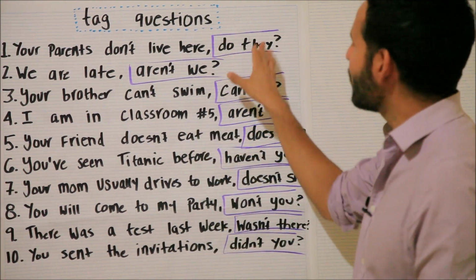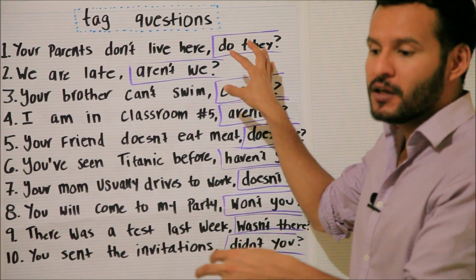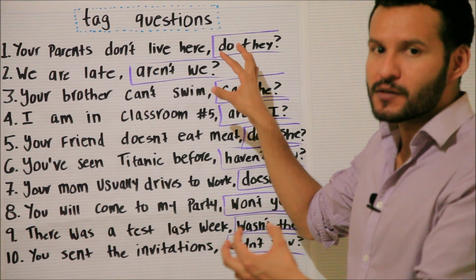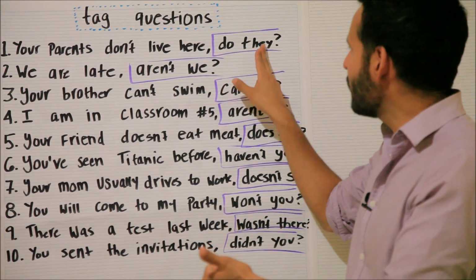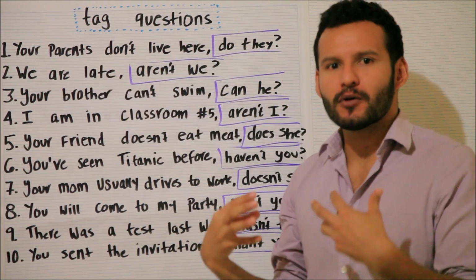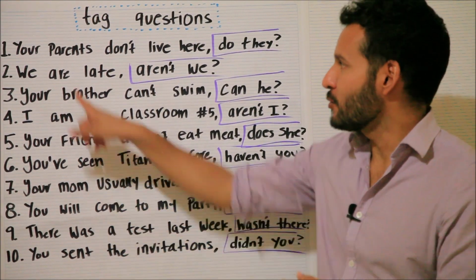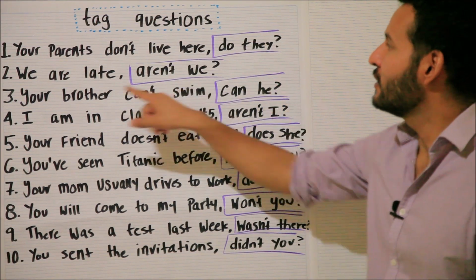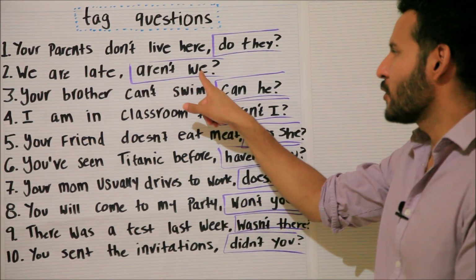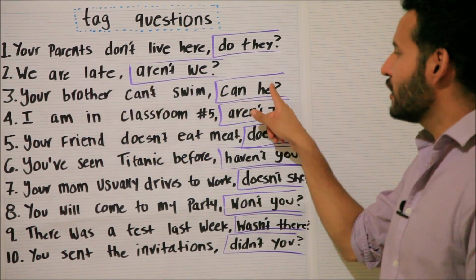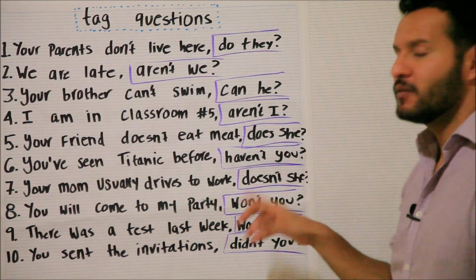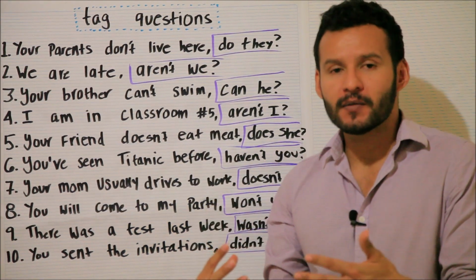For these two parts, for the actual tag question, there are a couple of things to take into consideration. Number one, for the pronoun, you simply repeat the same pronoun as the subject in the main sentence. So for example, your parents, they. We, you repeat the pronoun we. Your brother, he. Your mom, she, etc.